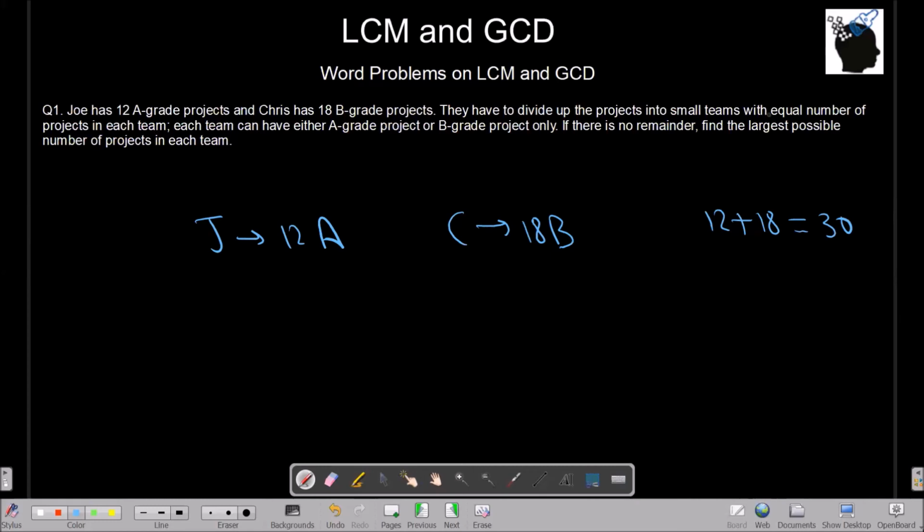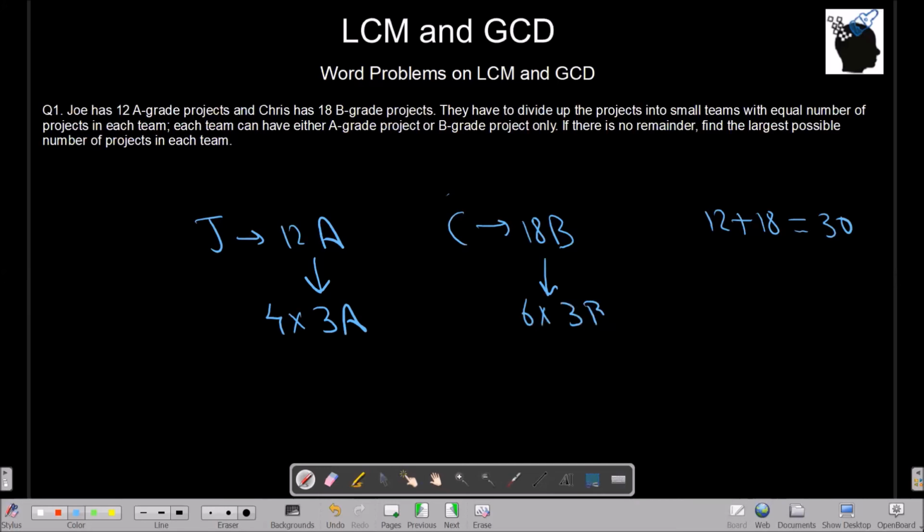Now each team can have either A-grade projects or B-grade projects only. So that means I have to divide 30 into multiple teams with each team having the same number of projects, and they can have either A-grade projects or B-grade projects only. So what I can do, I can probably divide this into 4 teams of 3 A-grade projects and this into 6 teams of 3 B-grade projects.